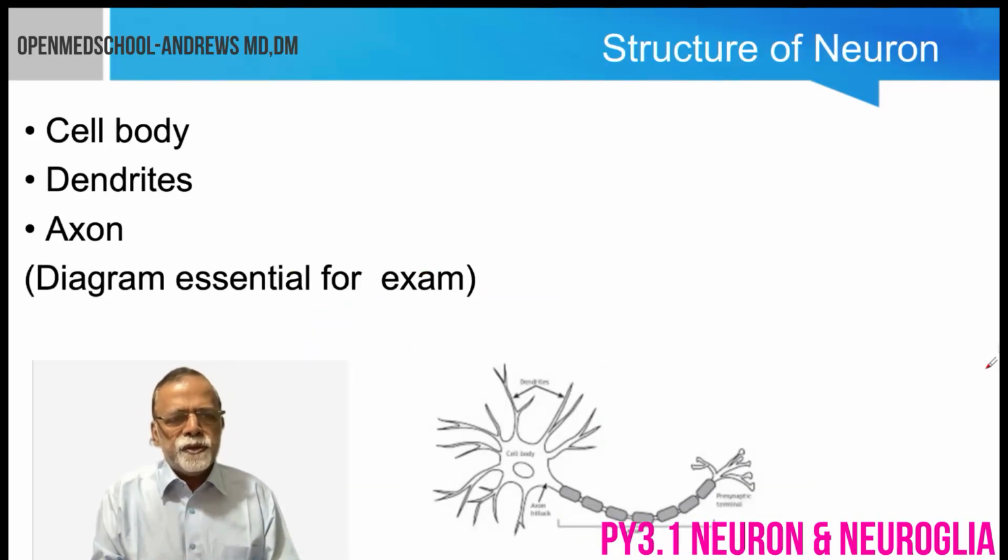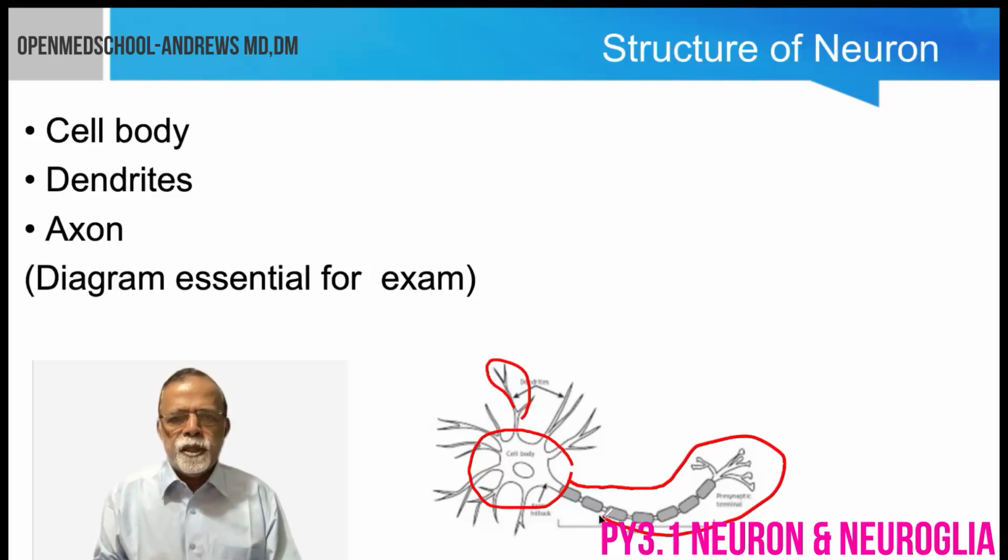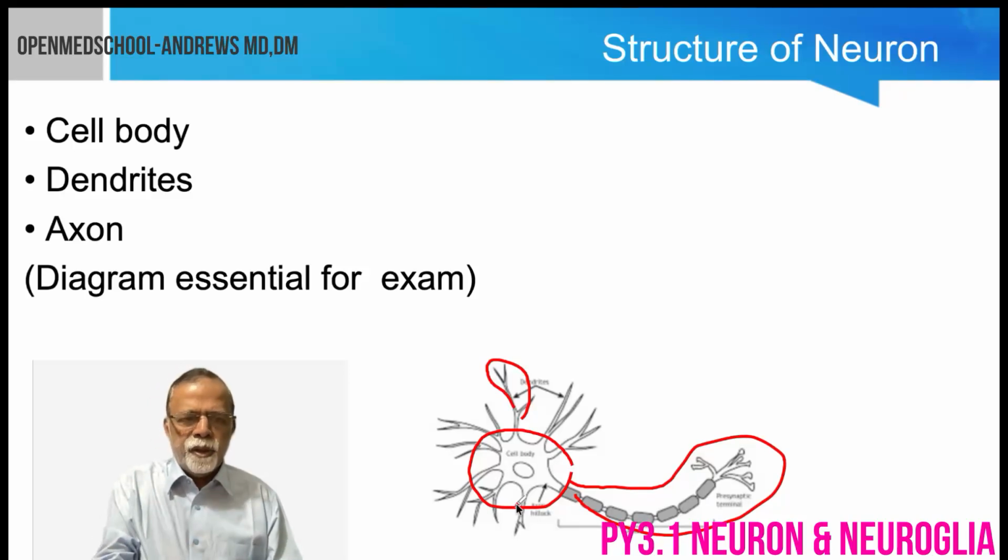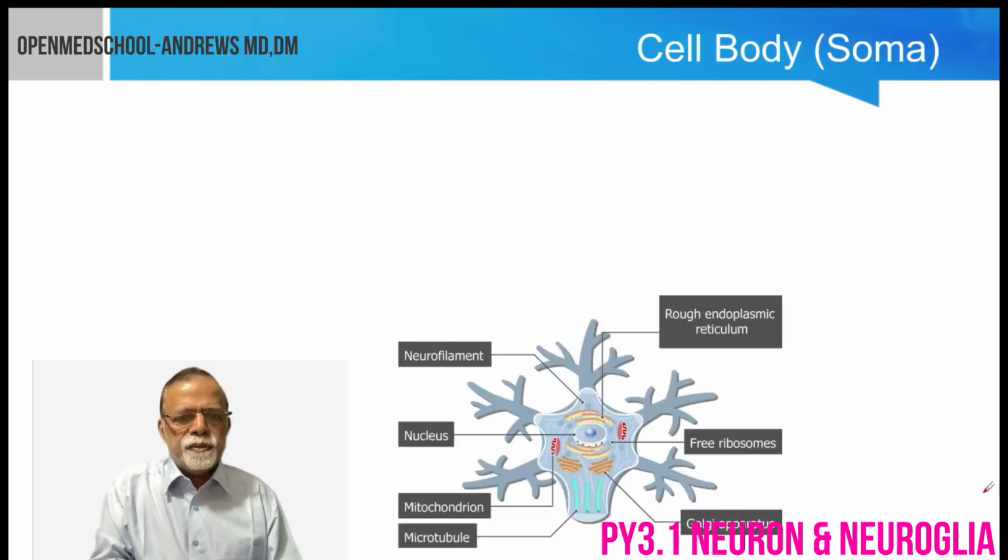Let us look into the structure of the neuron. Neuron has got a cell body. So this is the cell body. This has got small projections like this called dendrites. And there is a prominent one called the axon. So these are the three major parts of the neuron, that is cell body, dendrites and axon. Remember this.